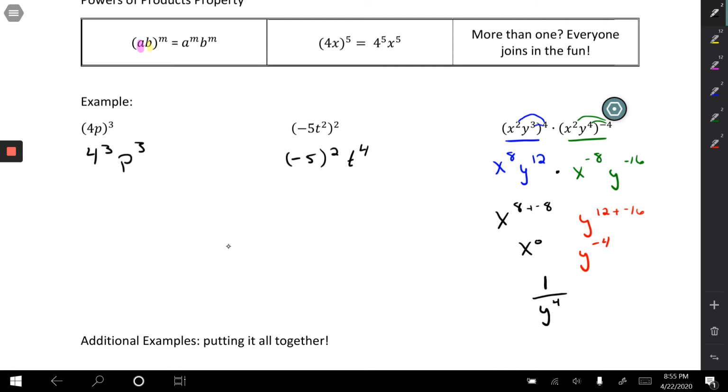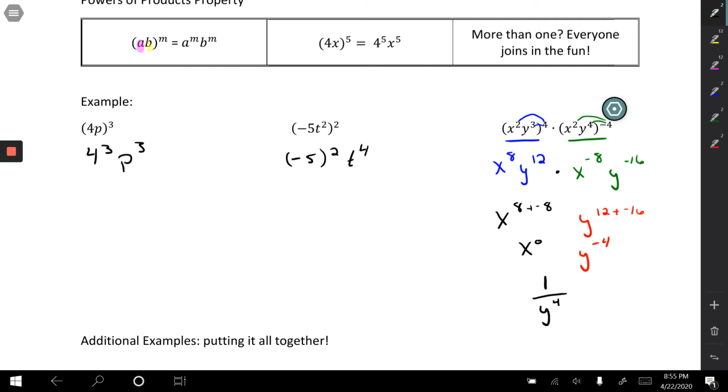Okay, I've got each base appearing only one time, only positive exponents, and no parentheses. So that is my final simplified answer, 1 over y to the 4th power. Okay, so the steps can get a little bit longer, but if we just take them one at a time, we're still going to get to a nice simple answer in the end.